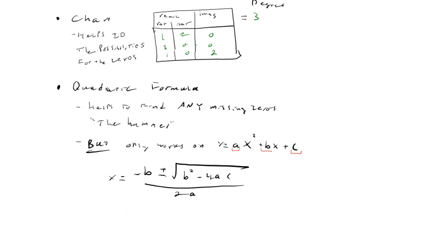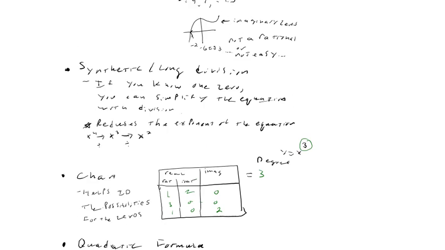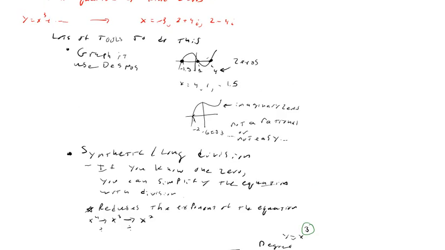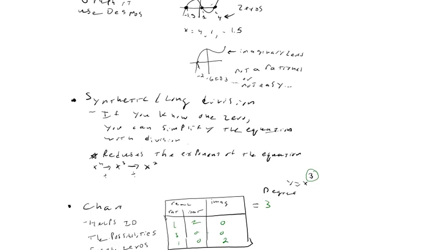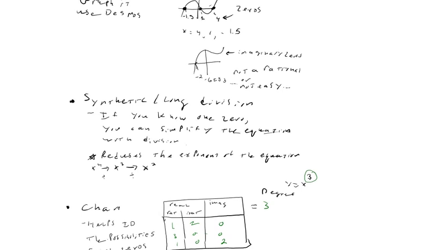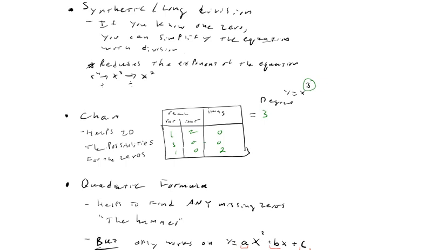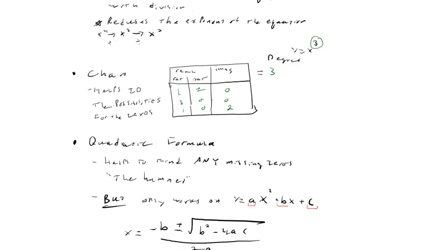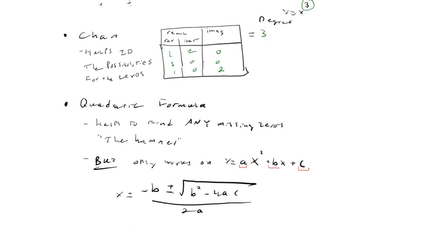If we find one of the zeros, we do some synthetic and long division to break it down, to reduce the power down to a squared. Once we have the squared, we can check our chart, make sure we're doing it correctly, and use our quadratic formula to find the last missing zeros. They're going to be irrational or imaginary. We can check our chart for what those are.